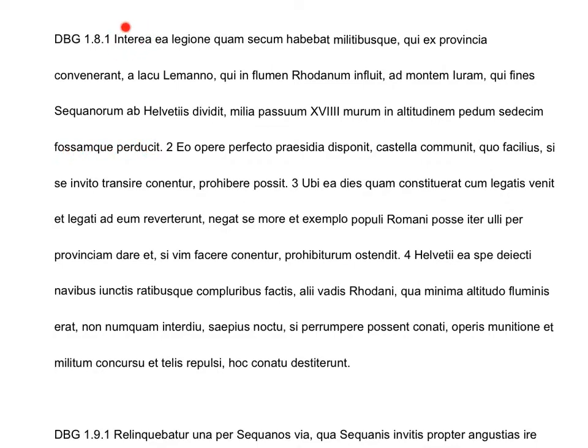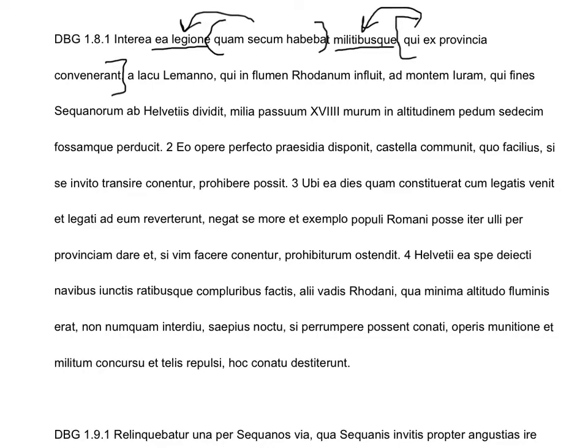Okay, inter ea, meanwhile. Notice ea legione here is an ablative phrase, and then Caesar gives us quam secum habebat, which is a relative clause describing the legion. And then we get another ablative, militibusque. Caesar is following the same pattern. He gives us an ablative and another relative clause to describe it.